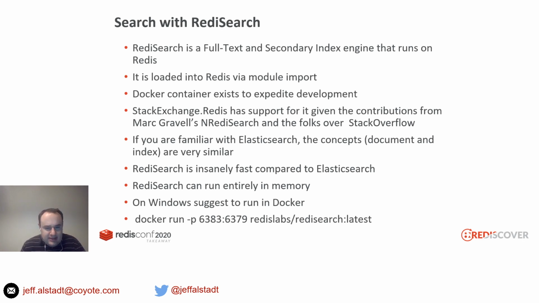If you're familiar with Elasticsearch, the concepts are very similar. There's a document and an index. This concept is the same as well for RediSearch. RediSearch is insanely fast compared to Elasticsearch. The reason it's fast is because it's run entirely in memory, whereas Elasticsearch actually runs on the hard drive and runs among different nodes, which means aggregations need to be done to get that data into a search result.